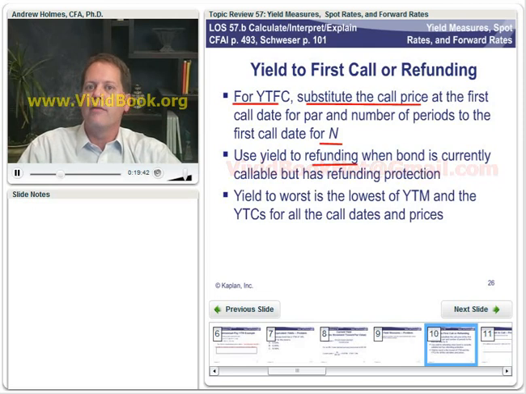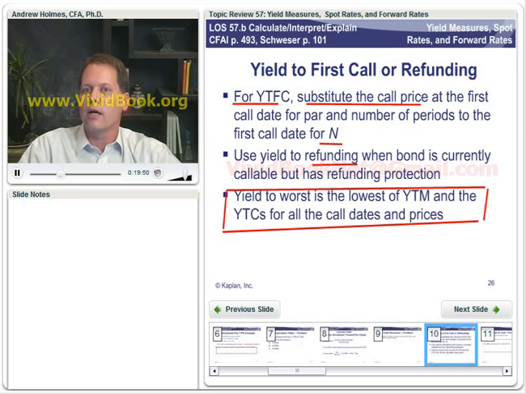There's also this thing called yield to worst, and all that says is that you're going to go through and find the lowest of the yield to maturity and all the yield to call dates, given the call dates and prices for those bonds. And we'll get a little bit of an example for that right here.